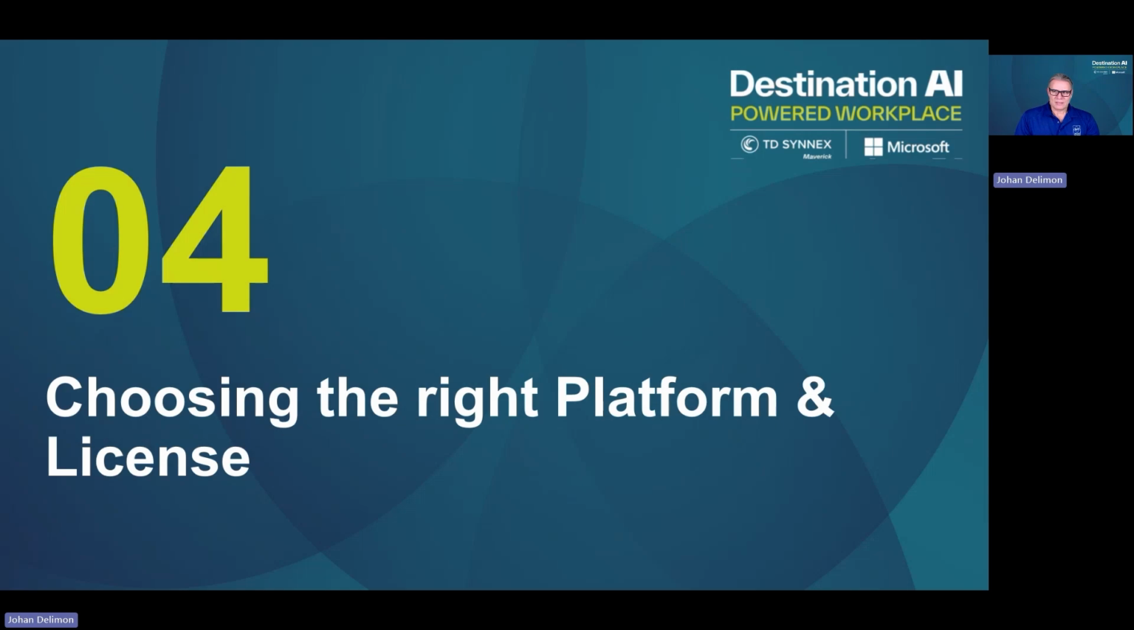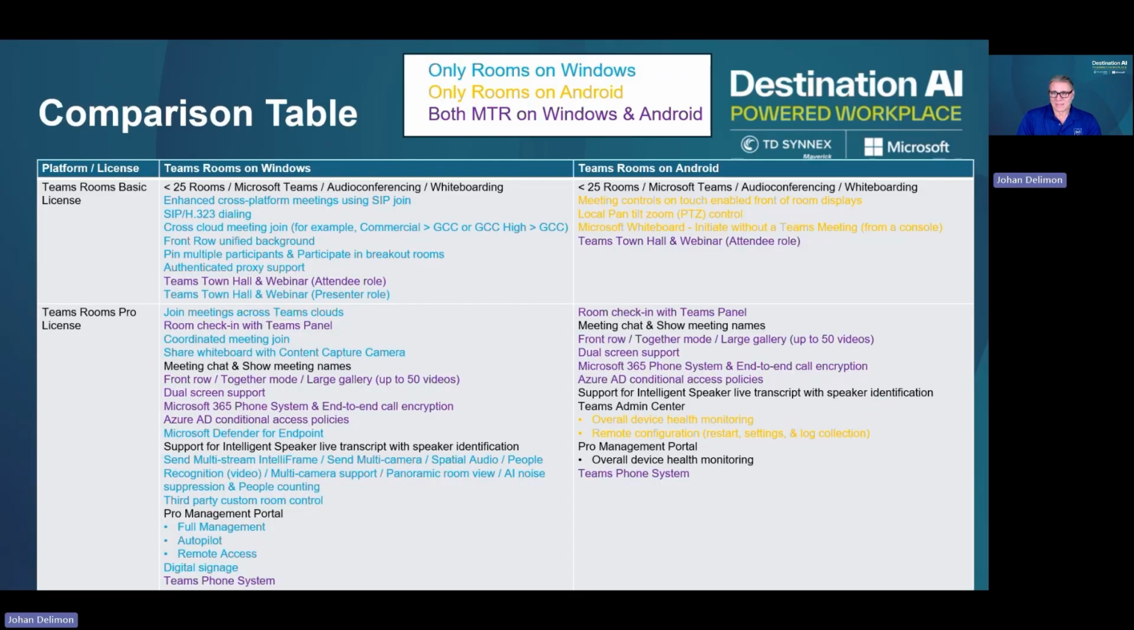So how can we choose the right platform and the right license? Now, this next table could be an eyeball table, but I try to put everything in there, so it is maybe a bit easier for you to choose the right platform and license for you. Looking at the platform here, we have Teams Rooms on Windows, Teams Rooms on Android, the basic license and the Pro license.